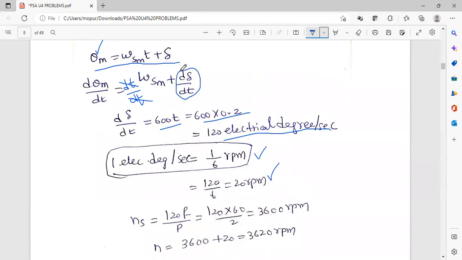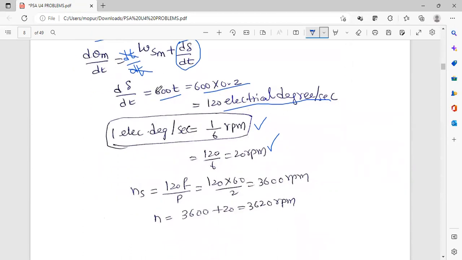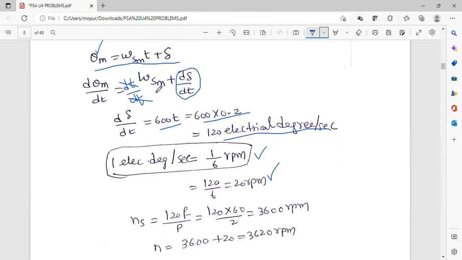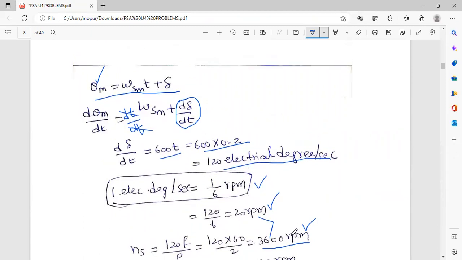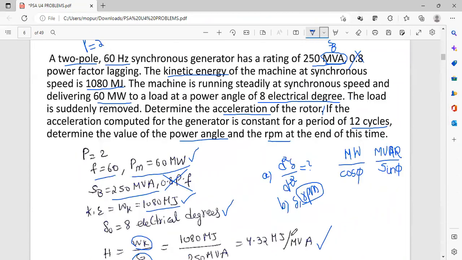I had calculated this term, 20 RPM. And what is omega sm? Omega sm is equal to 2 pi ns by 60. Now what is ns? Ns equals 120 f by p, which is 120 into 60 by 2, 3600 RPM. So we already got this ns in RPM. Since we are finding in RPM, you can directly add these two things so that you will get 3620 RPM.